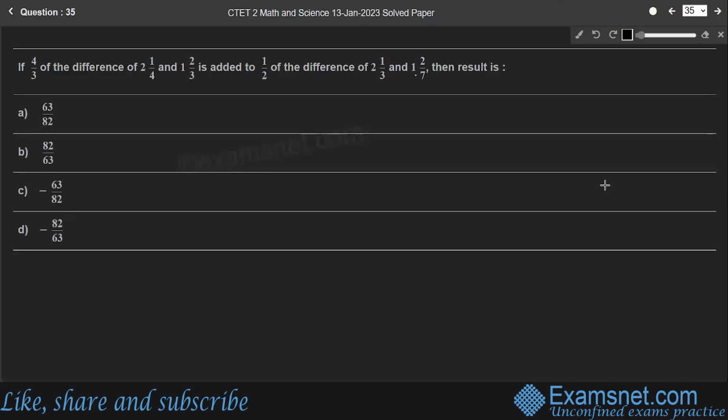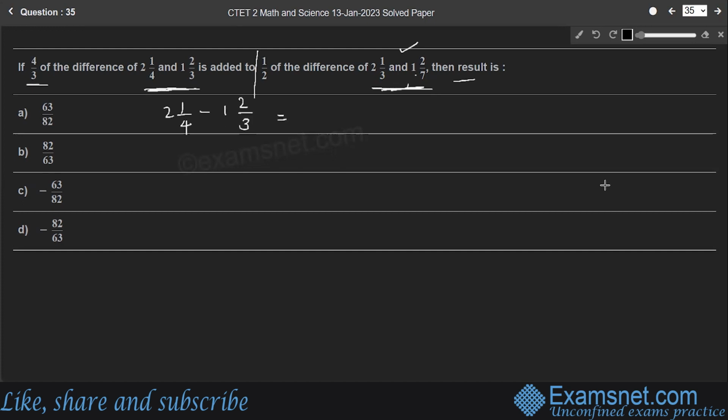Question 35. If 4 by 3 of the difference of 2 integer 1 by 4 and 1 integer 2 by 3 is added to 1 by 2 of half of the difference of 2 integer 1 by 3 and 1 integer 2 by 7, then the result is. So here students, let us find the difference of the first two mixed fractions, right? 2 integer 1 by 4 and 1 integer 2 by 3. And the difference of the last two mixed fractions, right? So here 2 integer 1 by 4 minus 1 integer 2 by 3.